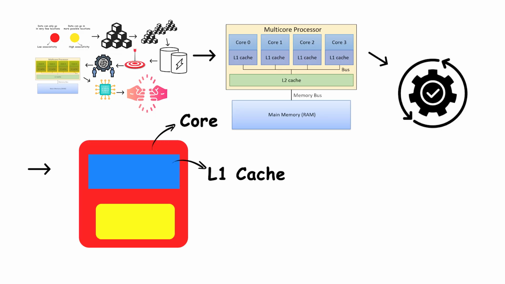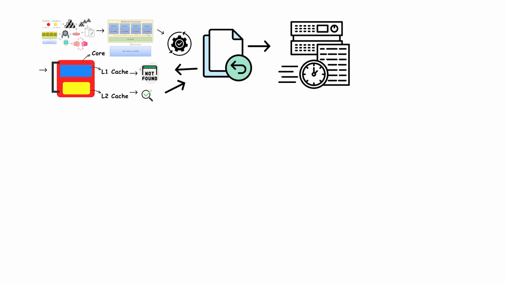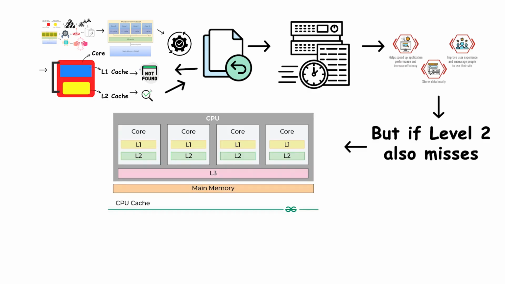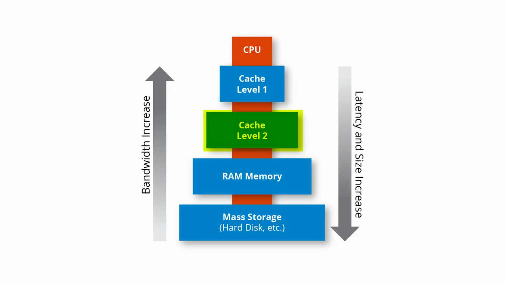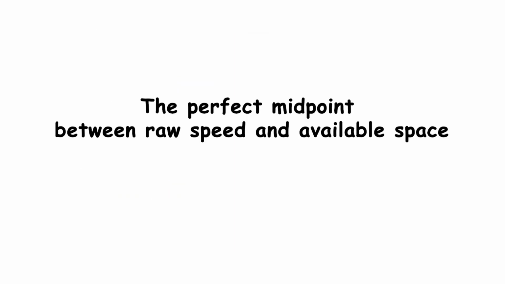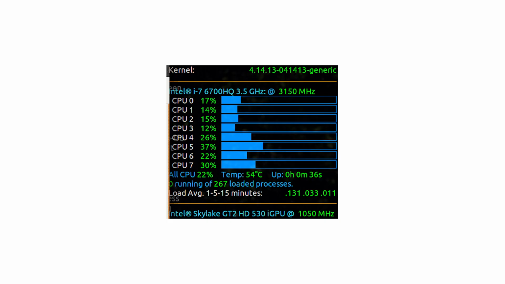When data is requested by the core and not found in level 1, the CPU checks level 2. If it finds the data there, it copies it back up to level 1 for faster future access, a process called cache promotion. But if level 2 also misses, the request falls further down to level 3 cache, the largest and slowest on the chip. So level 2 cache is the balancing act in the hierarchy, the perfect midpoint between raw speed and available space, fast enough to keep the CPU running smoothly, but big enough to store more of what it might need next.